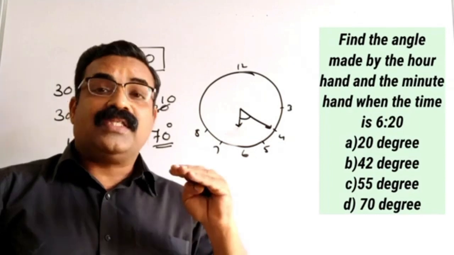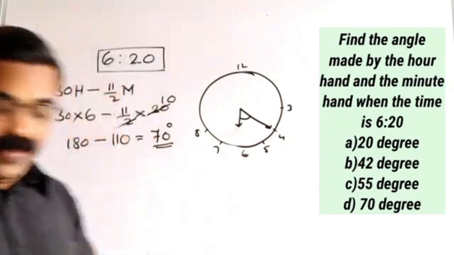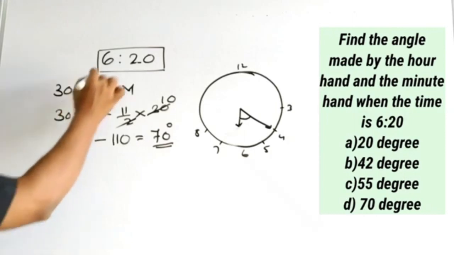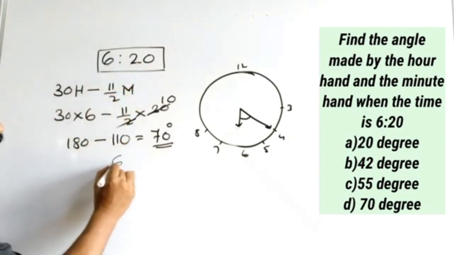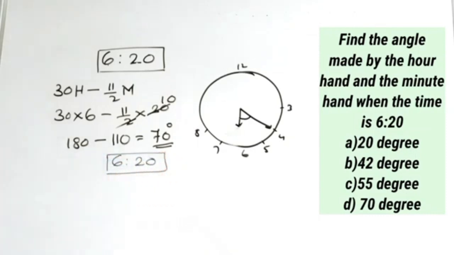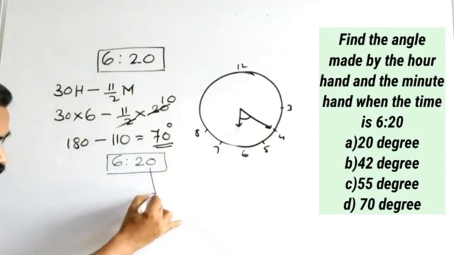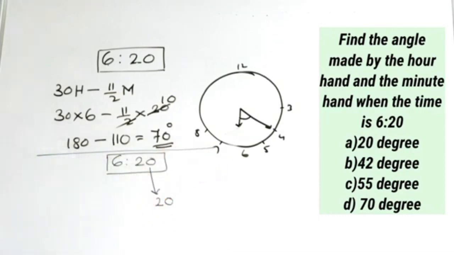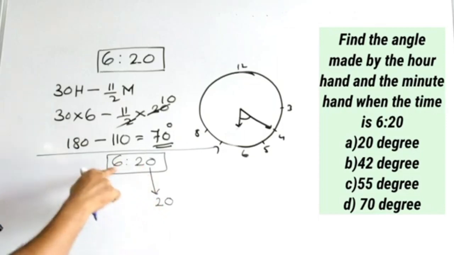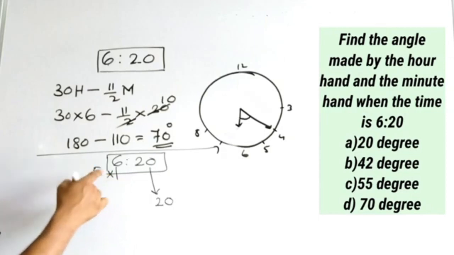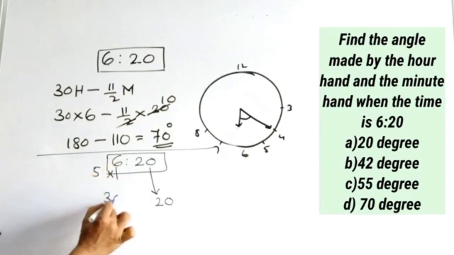But let me tell you the other method now. What is the other method? The concept building method. Here 6:20 is the time. So let me write that 6:20 here. Now what will we do? We will write this 6:20, the 20 as it is. This is the second method. 20 as it is we will write. So 20 only. The 6 we will multiply by 5. 6 into 5, we got 30.